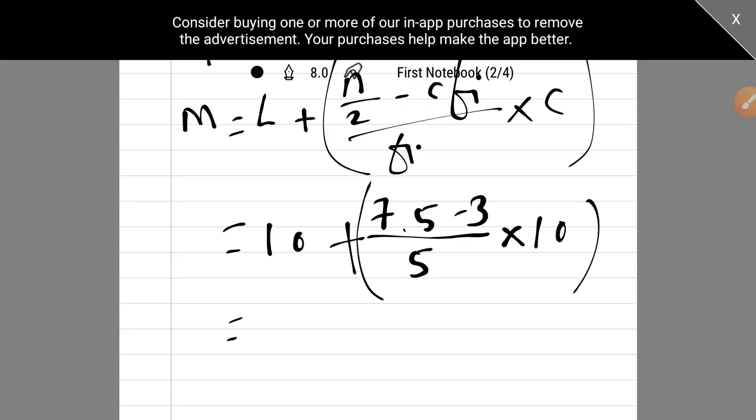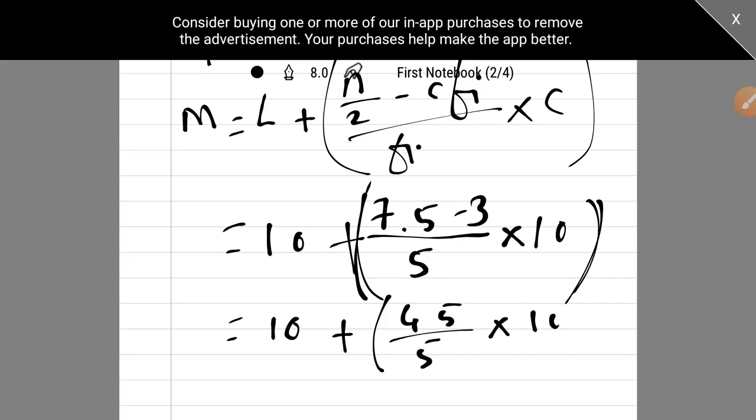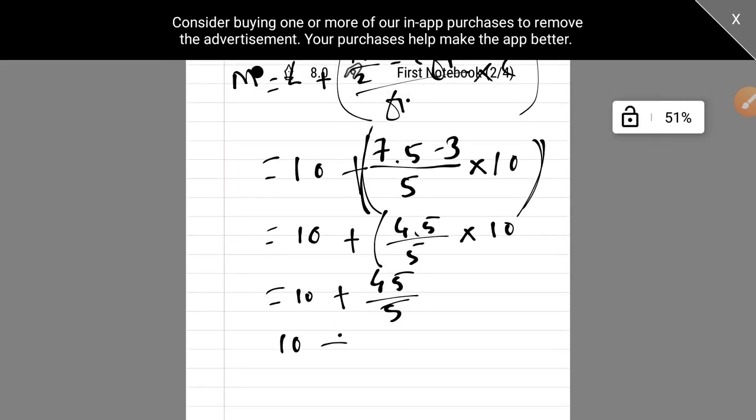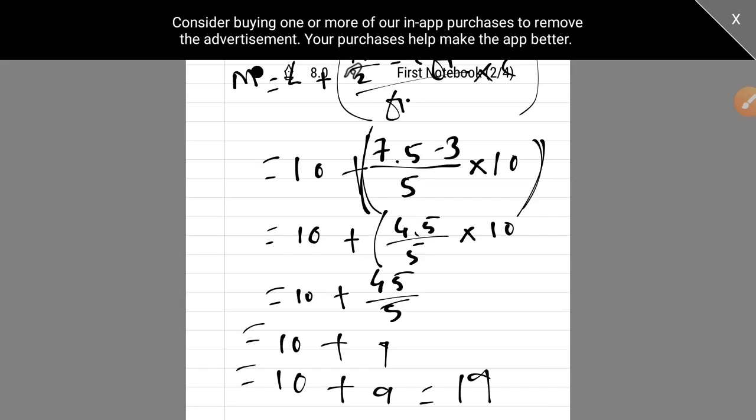Now it's 10 plus, I have done this bracket, that means you have to solve that bracket first. So it's 10 plus 7.5 minus 3, that is 4.5 upon 5 into 10. Now 4.5 into 10 is 45, and 45 upon 5 is 9. So 10 plus 9 is 19. So your median is 19.